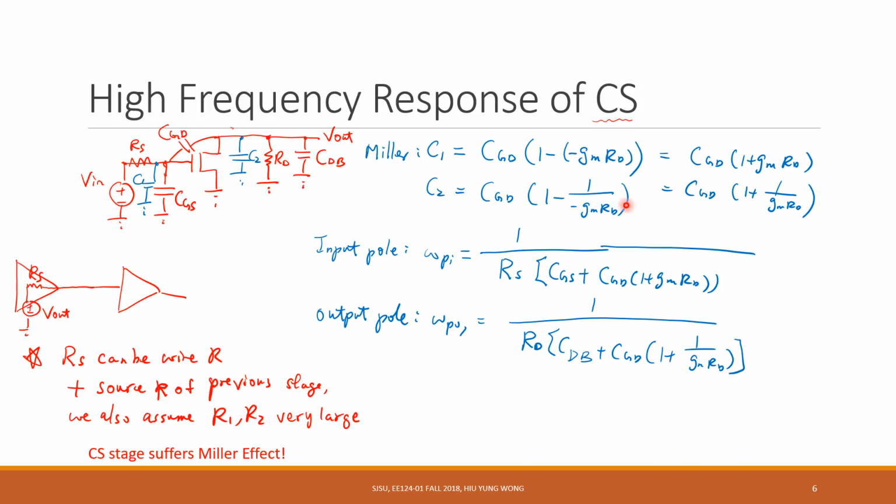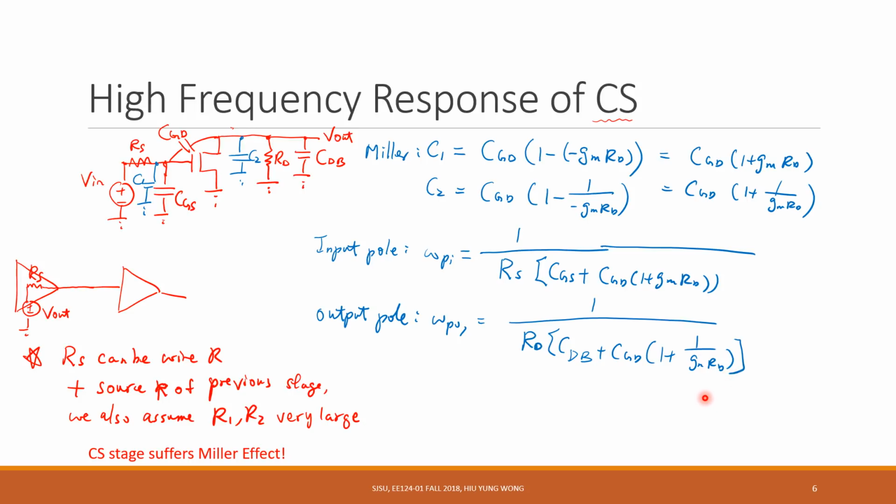This one is this one, right? It is this 1 minus 1 over A. And if GMRD is very large, what will this term be? 1 over a very large term, right? GMRD is very large. This is almost 0. So for the output pole, the pole doesn't change much because this term is almost 1 if GMRD is very large.